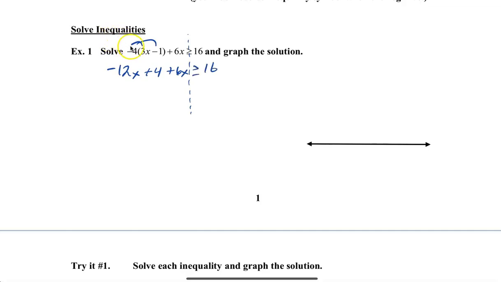Now notice I distributed a negative, but I didn't multiply both sides by a negative. That's the only time you have to flip the inequality. When you distribute, you simplify, you just keep on doing it. Okay, so now we're going to add up, we still have to simplify, we still have to add up like terms.